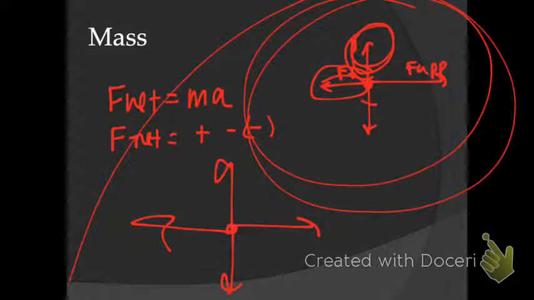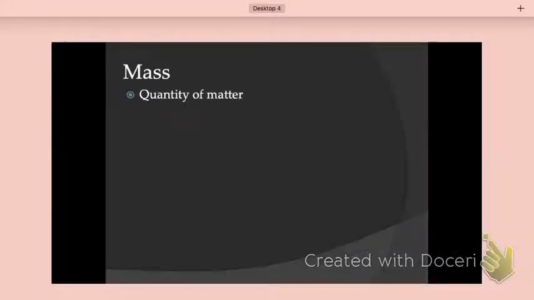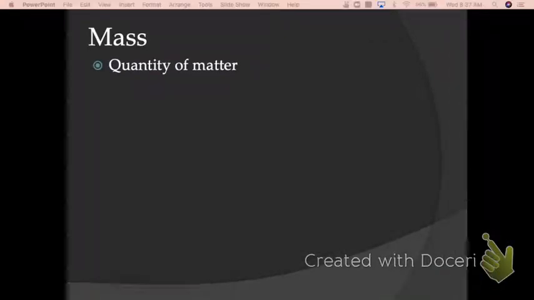Okay? So now let's talk a little bit about mass and what it means. Okay, mass is a quantity of matter. In our common everyday language, we use mass and weight. We use them in the same context, even though they really don't mean the same thing. Mass and weight, in physics terms, mean very different things. But in everyday life, we use those terms interchangeably, and really, they're not. I'm going to show you the difference between what those things mean. But mass is a quantity of matter.